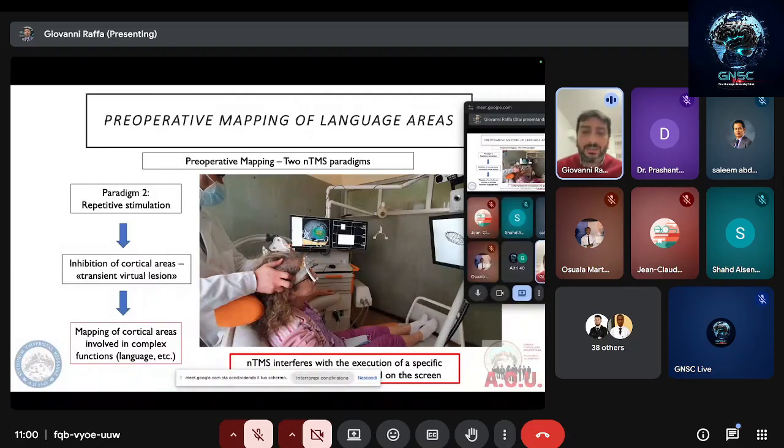a train of stimuli, and using this kind of repetitive stimulation we can induce a transient virtual lesion over the brain cortex, so we can create an inhibition of the cortical areas that we are stimulating. And we can use this kind of paradigm to study cognitive function, including, for example, language.